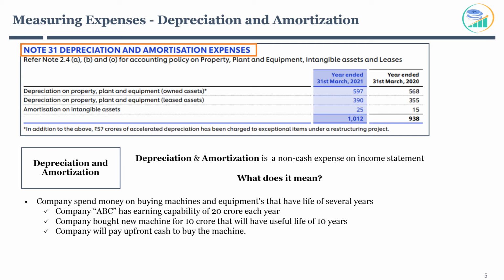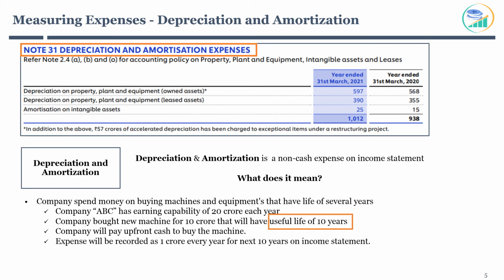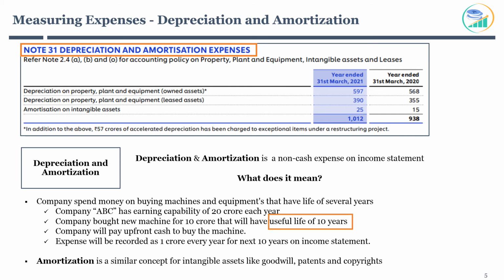Remember, an important point to note is that the new machine has a useful life of 10 years. Hence, from an accounting perspective, the expense will be recorded as 1 crore every year for the next 10 years on the income statement. This means such cost is spread across the useful life of the asset. Amortization is a similar concept for intangible assets like goodwill, patents and copyrights.